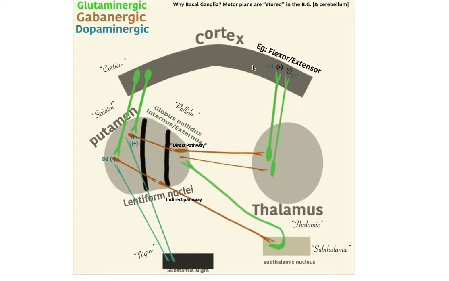So you see some diagrams with just the cortex projecting down into the spinal cord, and that's just one side of the story, where it seems as if the cortex is just executing motor plans. But in reality, the cortex is first consulting the basal ganglia, in addition to the cerebellum, of course, before it executes those actions.